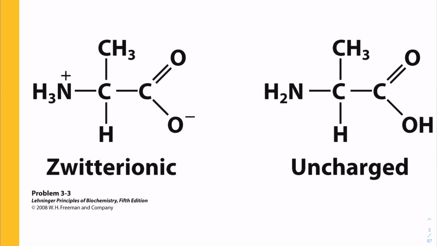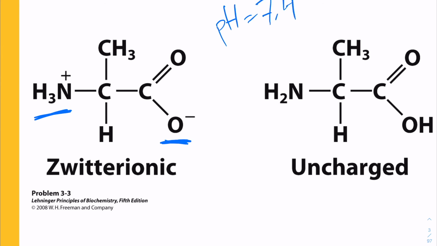And all amino acids are what are called zwitterionic, so they are neutral. They don't have a charge associated with them, but the way they don't have a charge is that they have a negative charge on the carboxylic acid group and a positive charge on the amino group. And I should say that they're zwitterionic at physiologic pH.